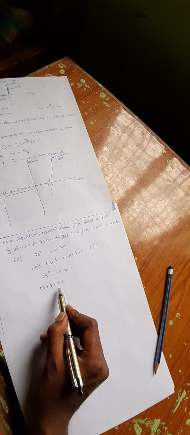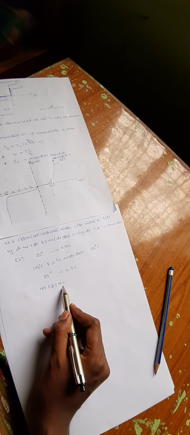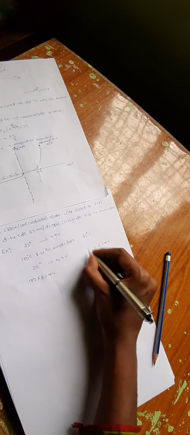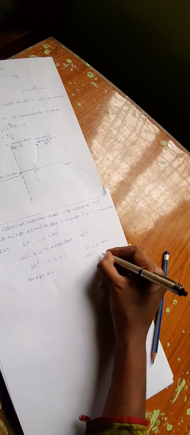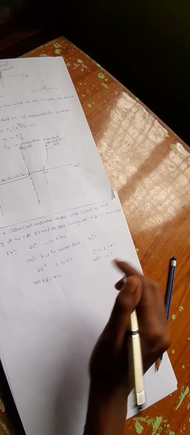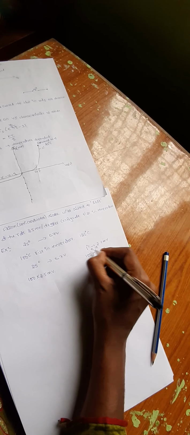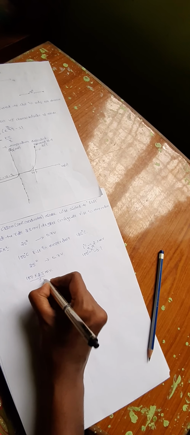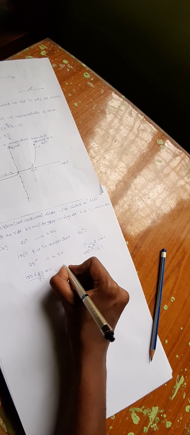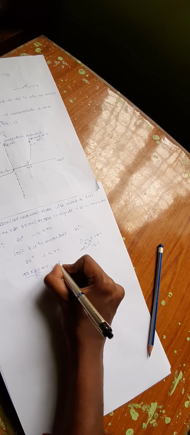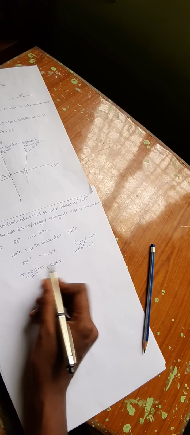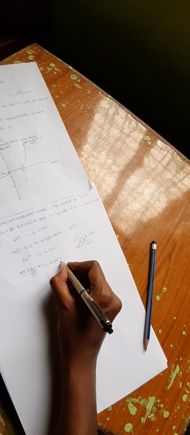So for 100 degrees centigrade, we need to multiply this by 2.5. For 1 degree there is 2.5 millivolts, so for 100 degrees, we cross multiply: 100 into 2.5 divided by 1 degree centigrade gives 250 millivolts. Converting it into volts, we get 0.25 volts.